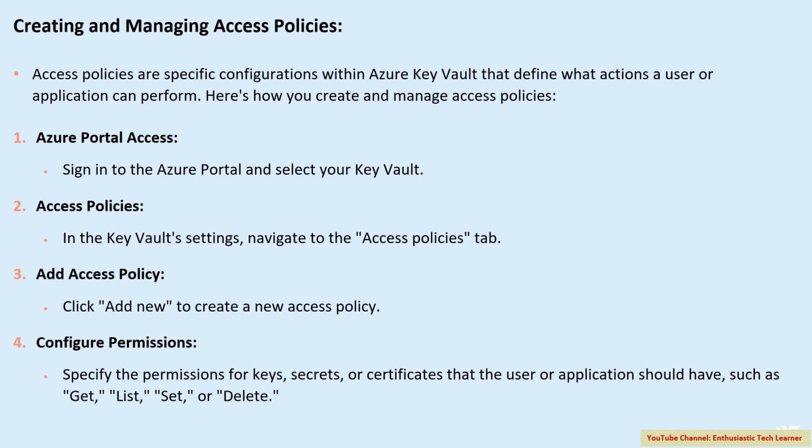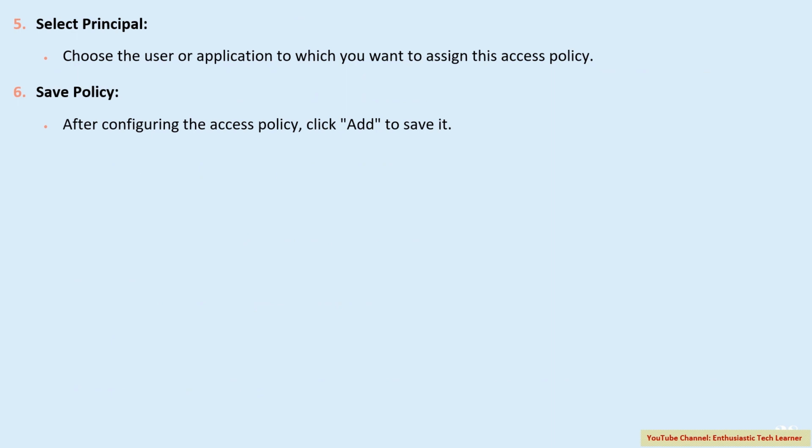Configure permissions. Specify the permissions for keys, secrets, or certificates that the user or application should have, such as get, list, set, or delete. Select Principal. Choose the user or application to which you want to assign this access policy. Save policy. After configuring the access policy, click Add to save it.